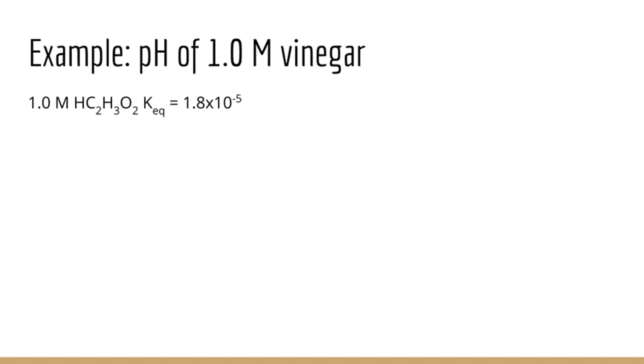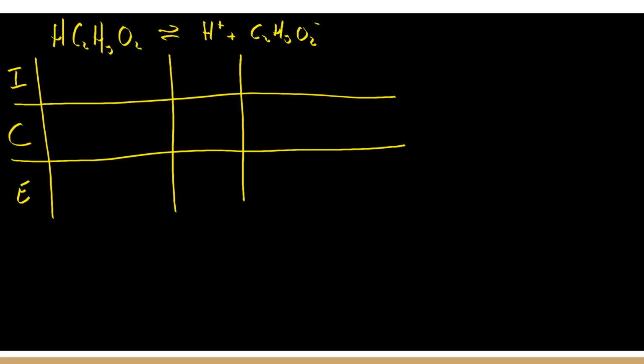So the first thing we're going to do is set up our ICE table. Here's our equilibrium expression. Here's ICE. And the initial concentrations are 1 molar acetic acid, 0 molar H+, and 0 molar acetate. Now, this is a monoprotic acid. It produces only one proton. It only has one anion as well. So it's a nice simple 1-to-1-to-1 sort of reaction.